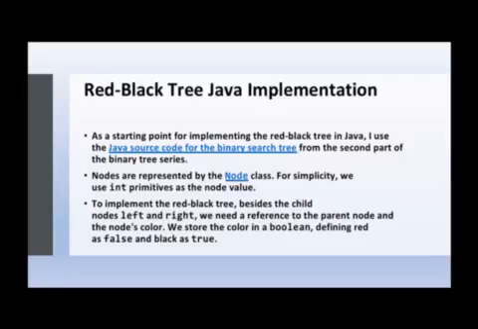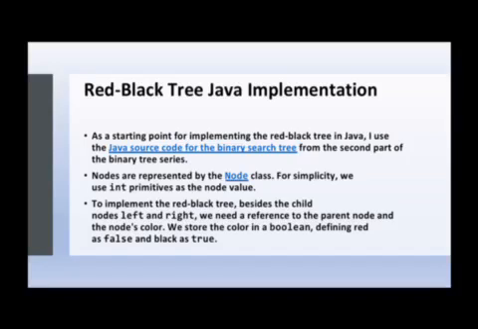Red-black tree Java implementation. As a starting point for implementing the red-black tree in Java, I use the Java source code for the binary search tree from the second part of the binary tree series. Nodes are represented by the Node class. For simplicity, we use int primitives as the node value.